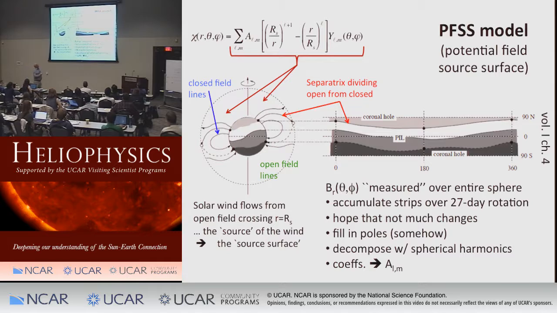So this is known as a potential field, because I'm using a scalar potential, source surface, because I'm imposing that kind of boundary. Potential field source surface model. So how many people have heard mention of potential field source surface models? Kind of a workhorse in this industry.